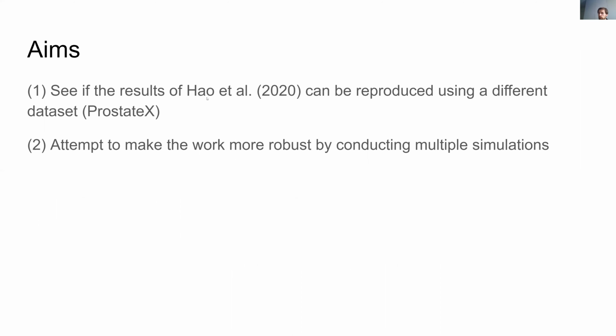We use the publicly available Prostate X data set. We also attempt to make our results more robust. So for each data augmentation strategy, we conduct multiple simulations using different random seeds. And this is important because convolutional neural networks have complex error surfaces with many local optima. So you can get different results if you use different random seeds. And we wanted to create a distribution of results.